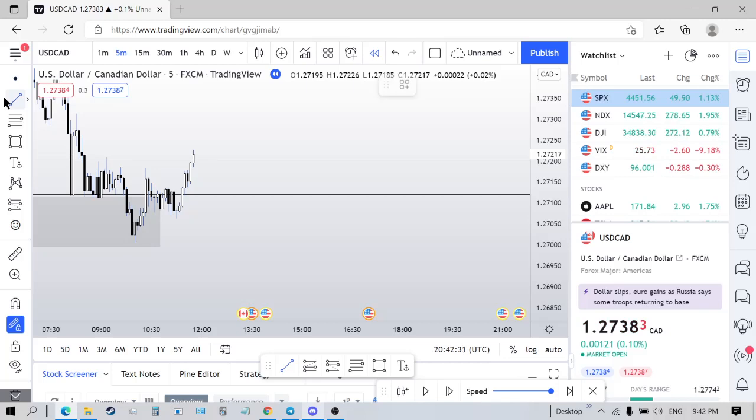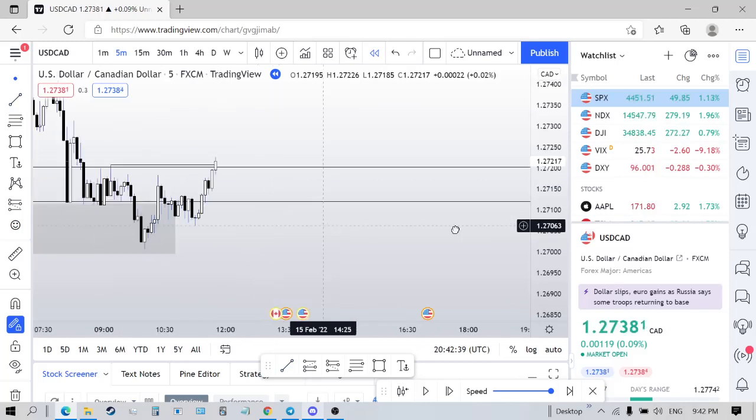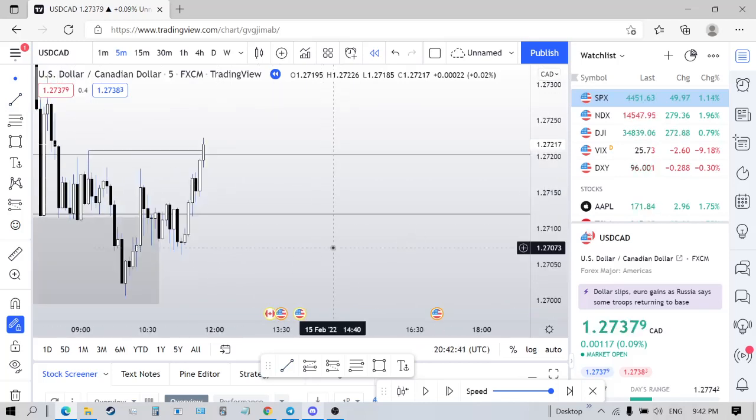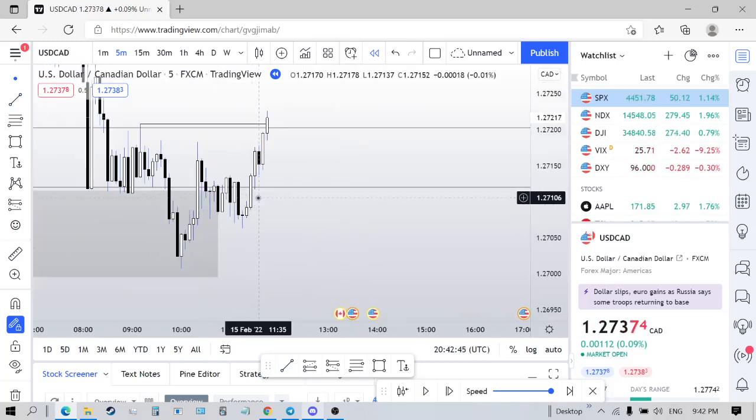Now after your shift and delivery right here, you're looking for a fair value gap. Whenever I'm looking for a fair value gap, I'm looking for that fair value gap to most likely be in a discount. So instead of looking at this fair value gap right here, I'm looking at this one because it lines up with a down candle that took out liquidity right here.